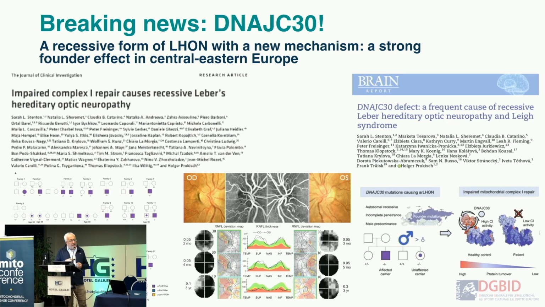And clinically speaking, the remarkable thing, and this is a point that Piero Barboni was always underlying with the first patient that we saw, is absolutely undistinguishable from Leber's. So swelling of the fibers, microangiopathy, and all the other classical hallmarks of Leber's are there.